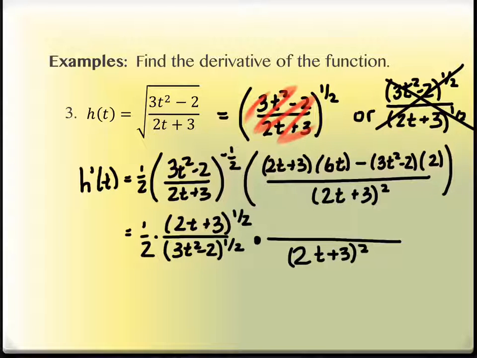So just in order to kind of save us some space and some thinking, I'm going to simplify on the top, and then we'll rewrite what we have as our answer lower. So if I were to distribute the 6t through the 2t plus 3, what do I get?